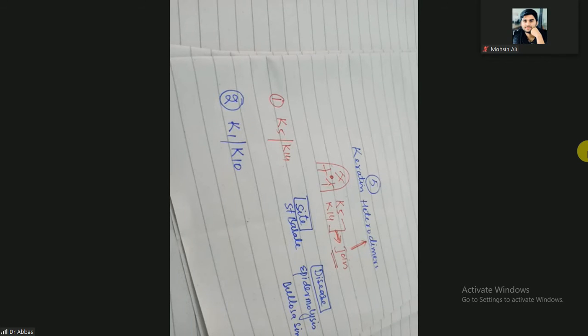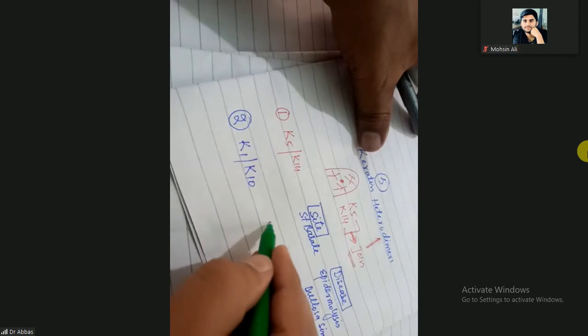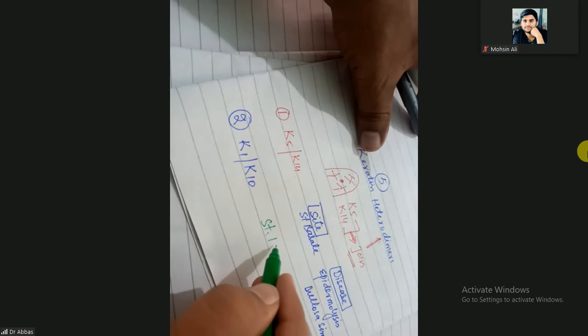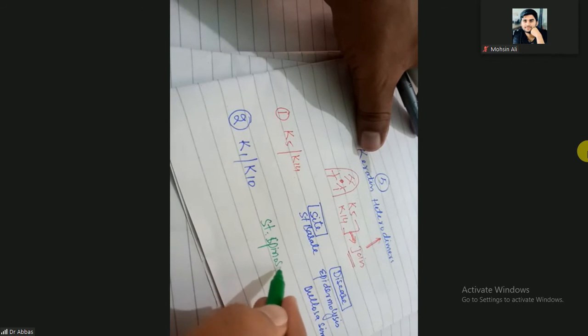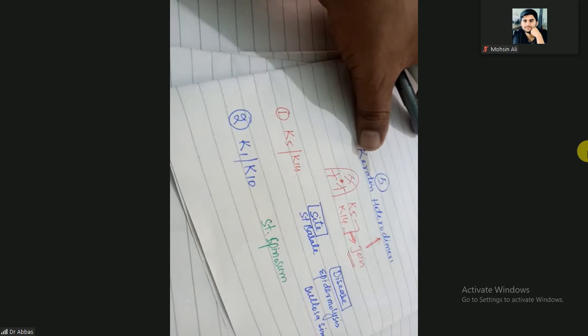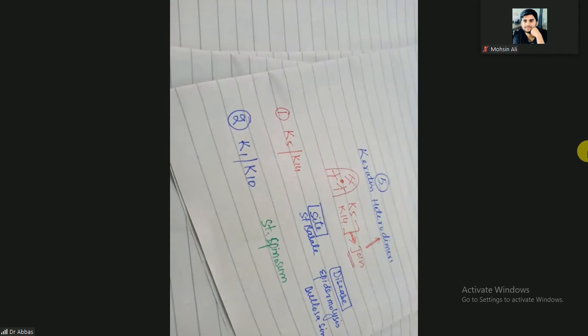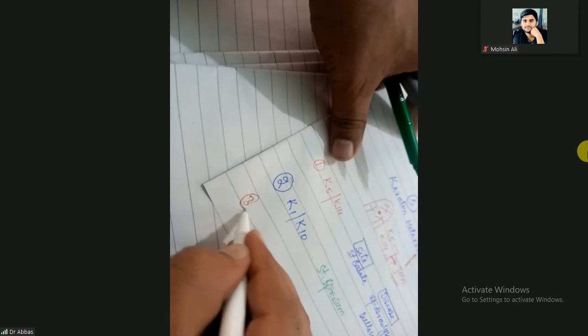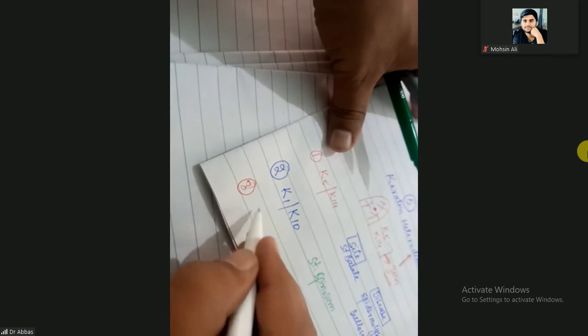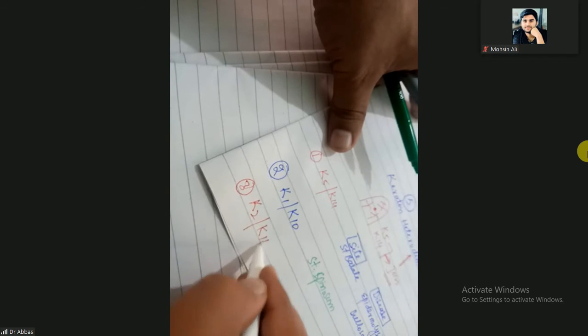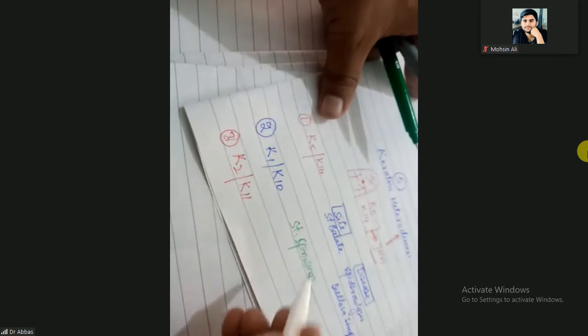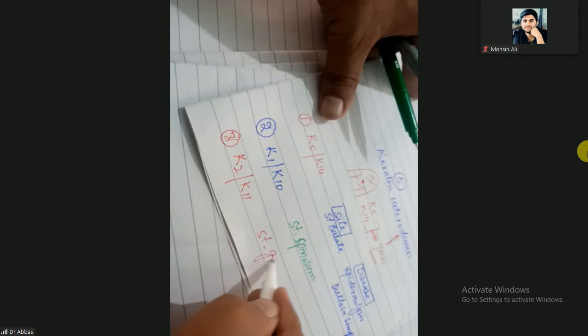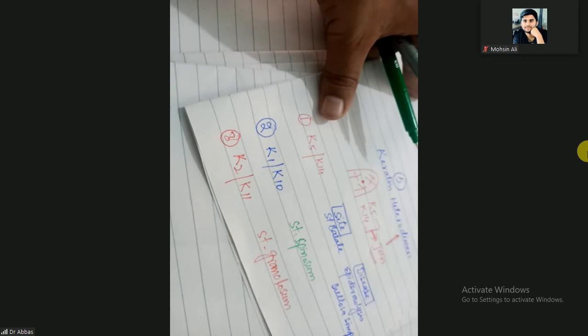So next keratin heterodimer is K1 and K10. Where is it present? It is present in the stratum spinosum. In the stratum spinosum, K1 and K10 are present. Third one, keratin heterodimer is K2 and K11. They are present in the stratum granulosum.